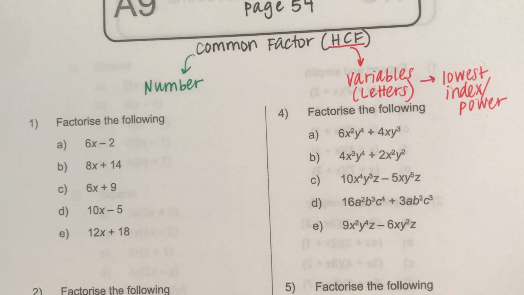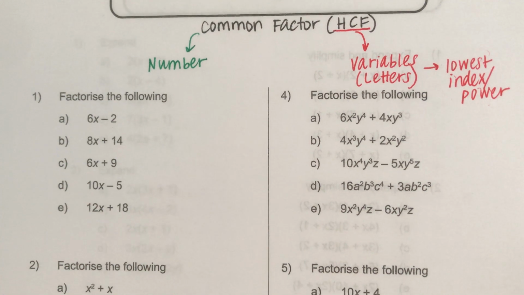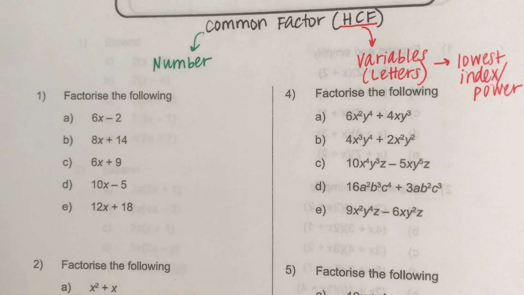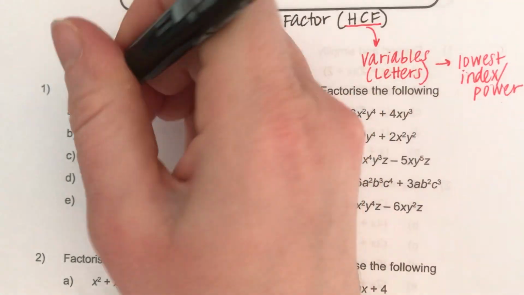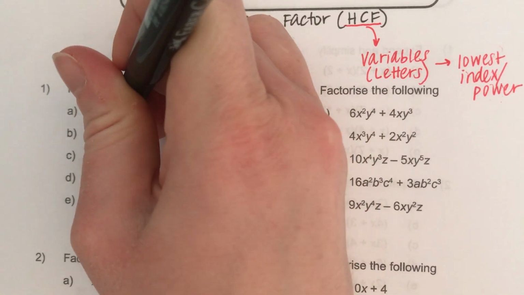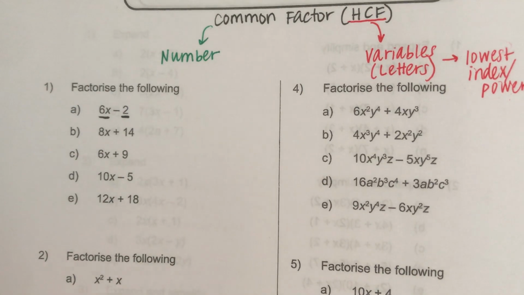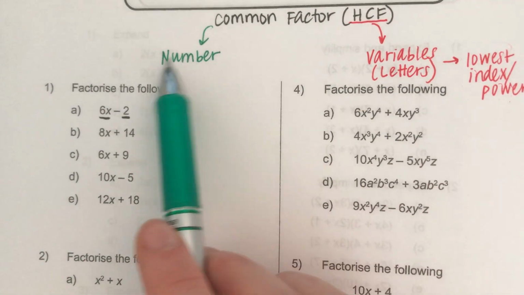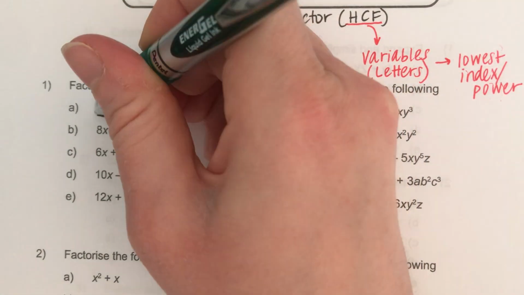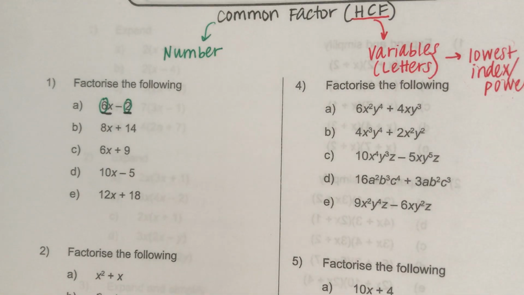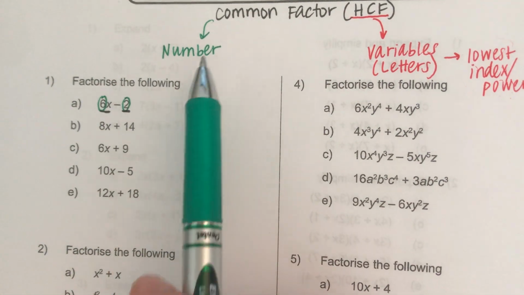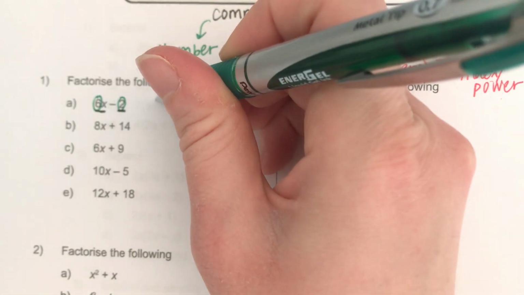All right, so keeping in mind that we have two pieces to finding our common factor. If I'm looking at 6x take away 2, I have two different terms there, right? They're separated by that minus symbol, 6x and 2. So maybe I'll use different colors. I'll use green for number. Looking at the numbers in each term, I have 6 and I have 2. I want to find the highest common factor of those two numbers, and that would be 2.